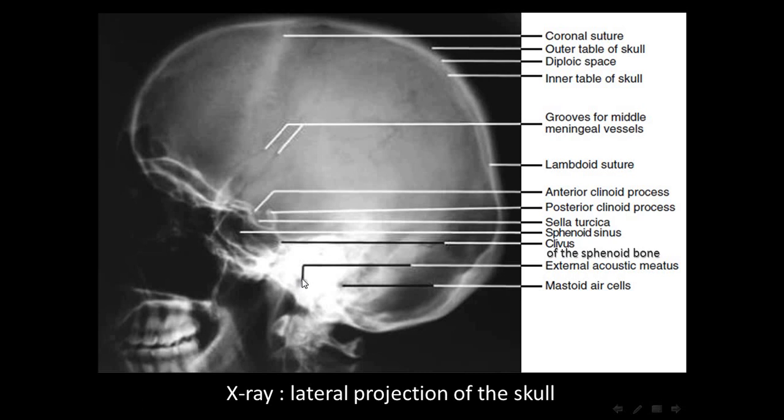This hypodense round structure here is the external acoustic meatus. And these are the mastoid air cells. Later on, we will talk about the ear and the surrounding structures. Regarding the facial skeleton, this is the maxilla, and this is the mandible. The temporomandibular joint is here. Later on, we'll have clearer images for the temporomandibular joint.